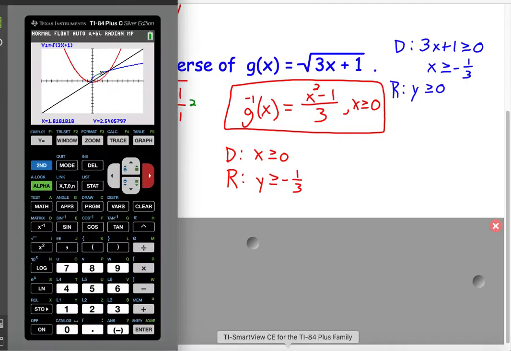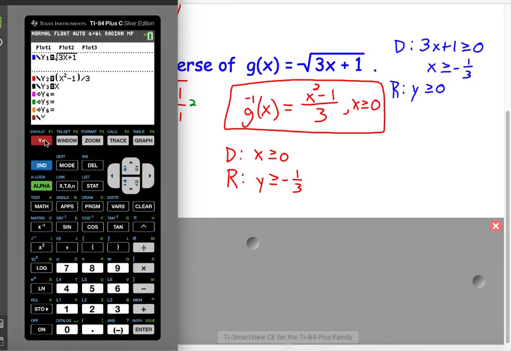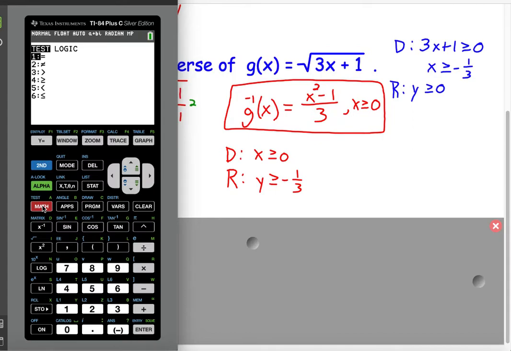If I go back to my calculator, I can trick it a little bit though. I can go to y equal, and for my inverse, let's do the second in parenthesis, jump to the end parenthesis. If I take that expression and I divide it by the logical statement that x has to be greater than, where is that? That's in the test menu. Greater than or equal to 0.